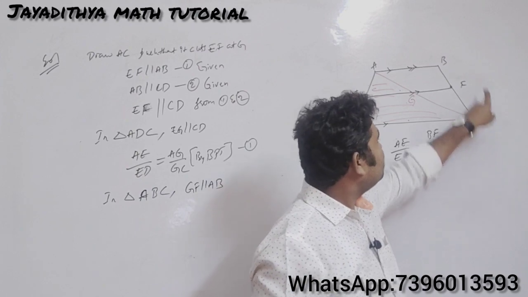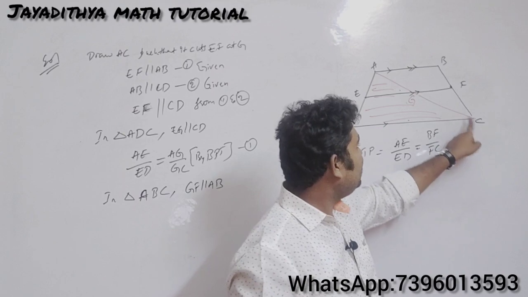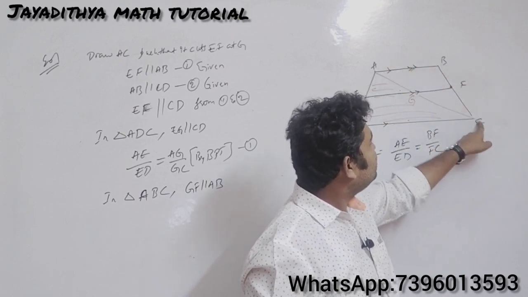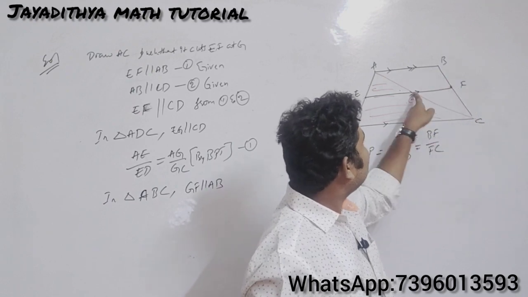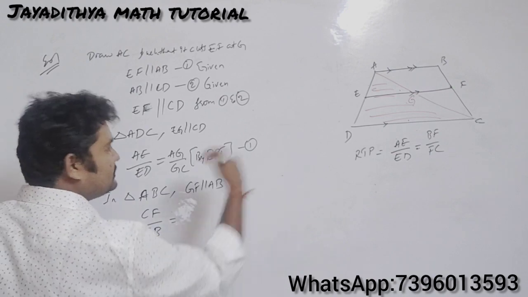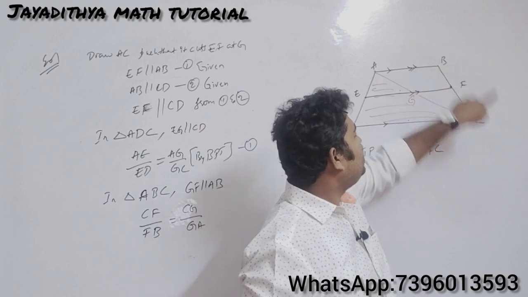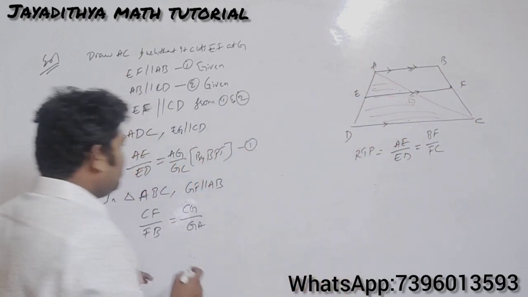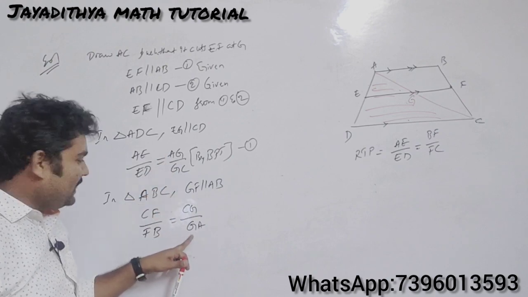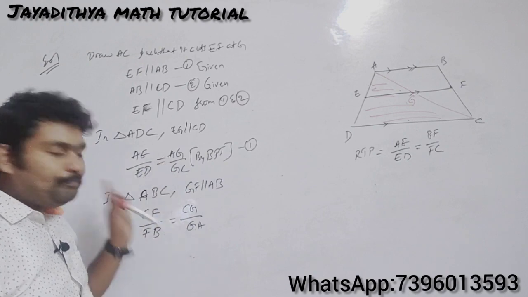By basic proportionality theorem, CF by FB will be equal to CG by GA. Observe carefully, from vertex C I am taking here in the triangle ABC. In this triangle, CF by FB must be equal to CG by GA. But if you observe in the first equation, it is AG by GC, but you got here the reverse. GC is in the denominator here, GC in the numerator there; AG in the numerator, GA in the denominator.